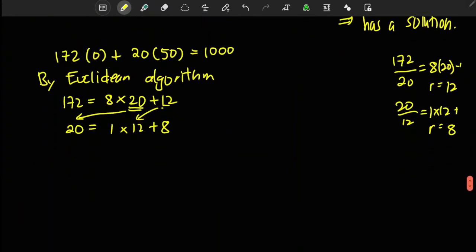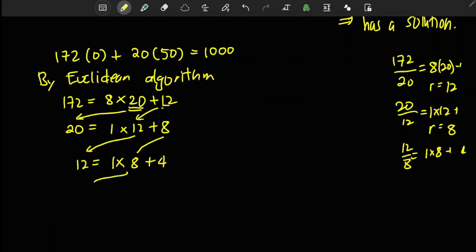Next, we will now get 12 and divide it by 8. So 12 divided by 8, obviously that's 1 times 8 plus the remainder is 4. So this is 1 times 8 plus 4. This time we're going to use 8 equals 2 times 4 plus 0. Since we now have a 0 remainder, that means the algorithm is done. We now have the last remainder as your GCD.